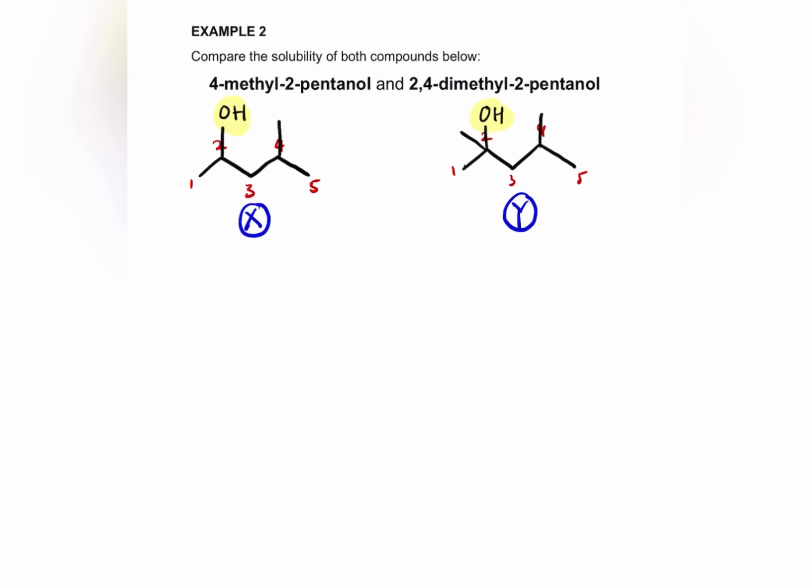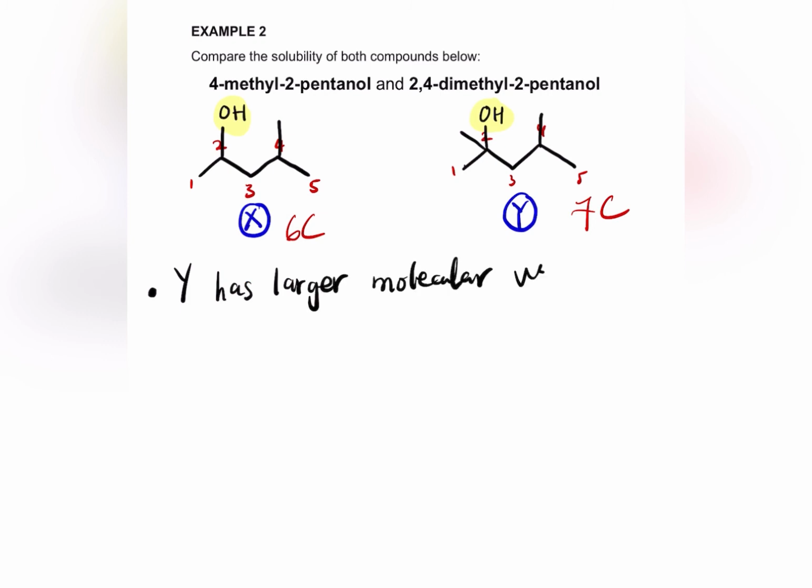In this structure X, you got 6 carbon atoms. So I'm going to write down this one, 6C. And for this structure Y, you got 7 carbon atoms, 7C. So between these two, which one has the molecular weight that is heavier? Of course, it's going to be structure Y with 7 carbon atoms. So I'm going to write down the first point as Y has larger molecular weight than X. This is the first point.